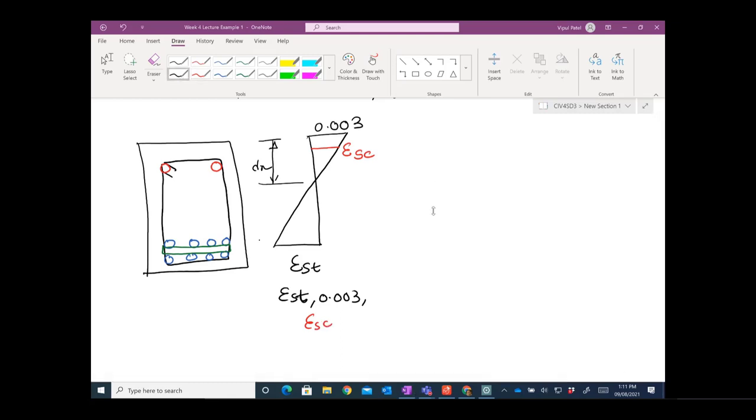And then we have the stress. Yes, the stress is almost the same story as last time. You have this alpha 2 fc', and then you have this, let's say, blue color one. Let's say this is tension. Let's say this is concrete compression.